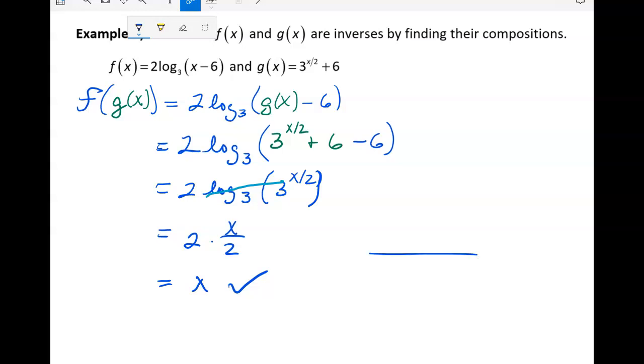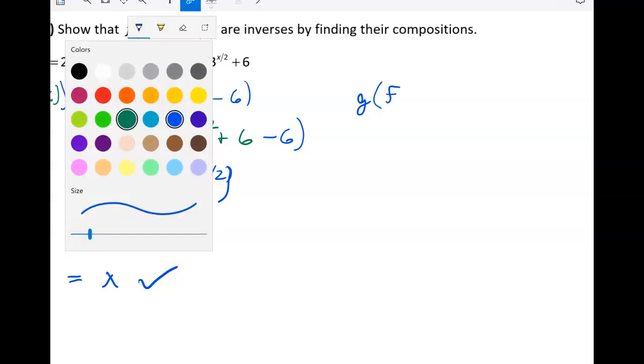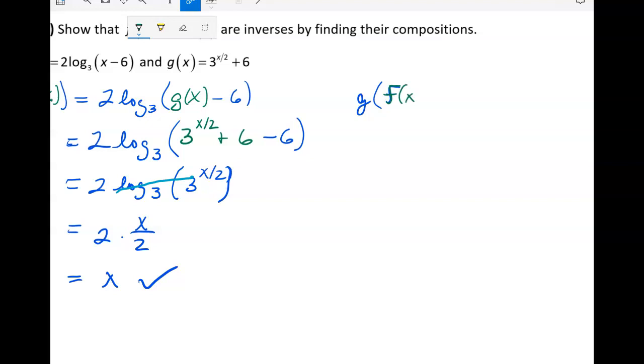All right, so let's take a look at that composition. So we're going to start with g of f of x. Color code it. So g of f of x equals 3 to the f of x over 2 plus 6.